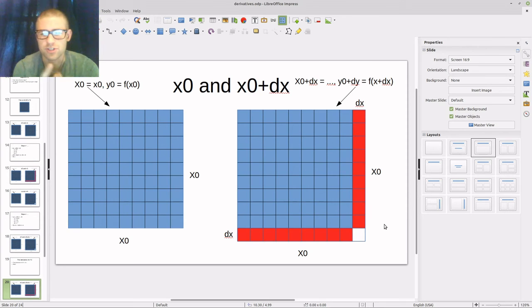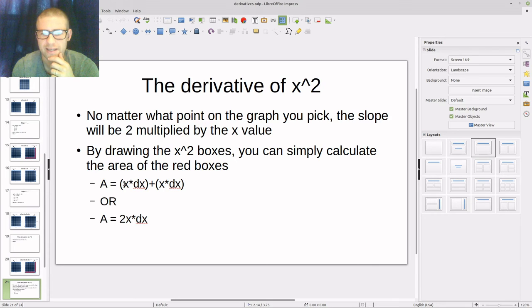Okay, so just as we did before, you can count these boxes here. But the problem with counting them in this case is dx is not 1. It's a tiny sliver. So what we're going to do is actually calculate the area of these boxes. And the area of these boxes is simply x along this axis, or the base is x, and then dx is the height, right? Well, we do that for both of them. So this area is x dx, right? Well, this area is also x dx. Adding those together, we get x times dx plus x times dx, or 2x times dx.